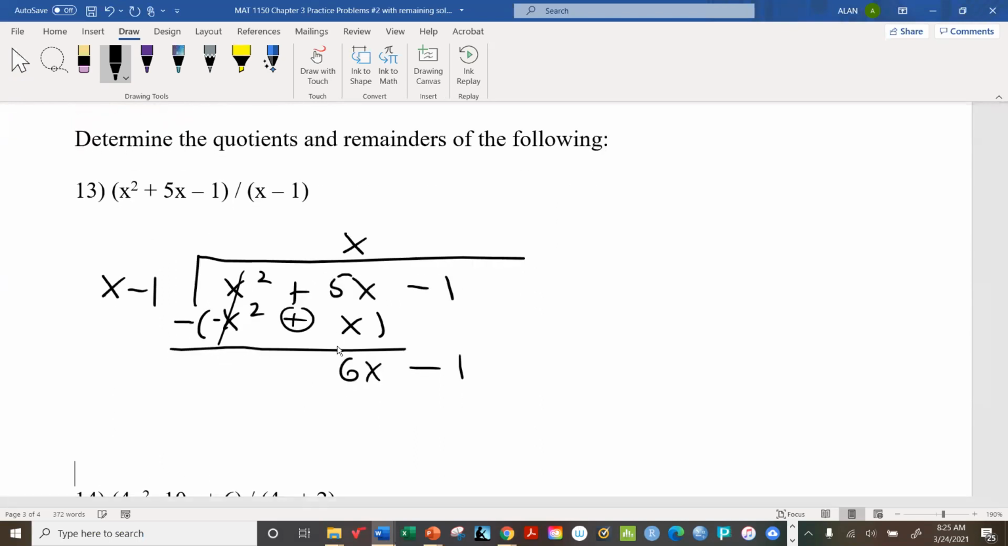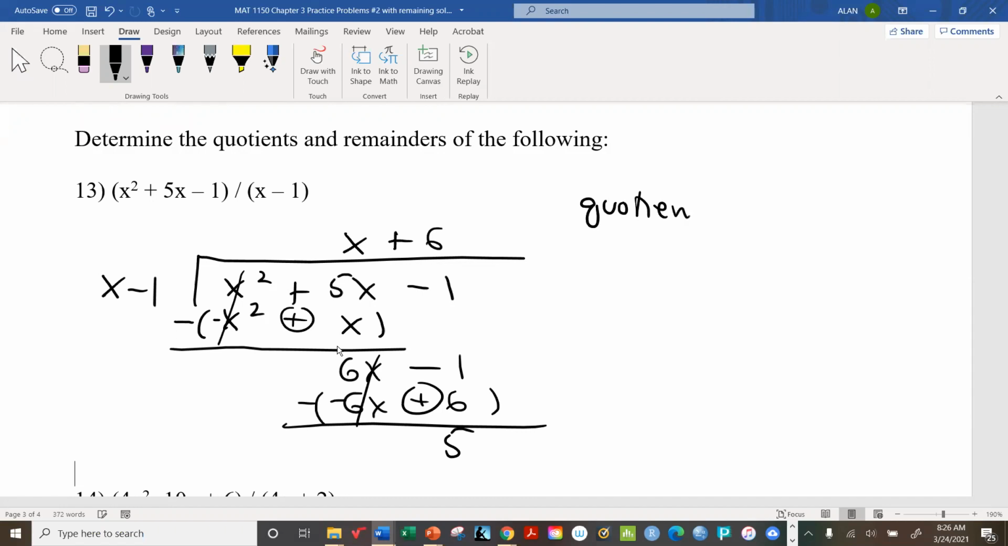Now I'd like to get rid of that 6x. How do I do it? Let's try plus 6 here. And 6 times x minus 1 is 6x minus 6. I have to subtract that. This becomes negative and these drop out. This becomes positive, and I have a 5. So this is the final result. The quotient is this piece. The remainder is this, the 5.